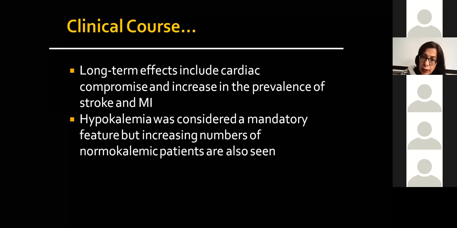But nowadays we find that there are a lot of normokalemic patients also. In secondary hyperaldosteronism, many of them do not have hypokalemia. Probably because the potassium is coming out of the cells, because cells have a large amount of potassium, so probably the intracellular potassium comes out. But hypokalemia is now not a typical feature of this. Normokalemic patients can also be seen.